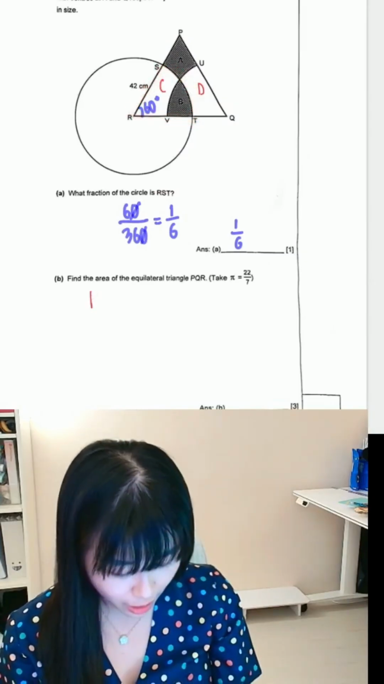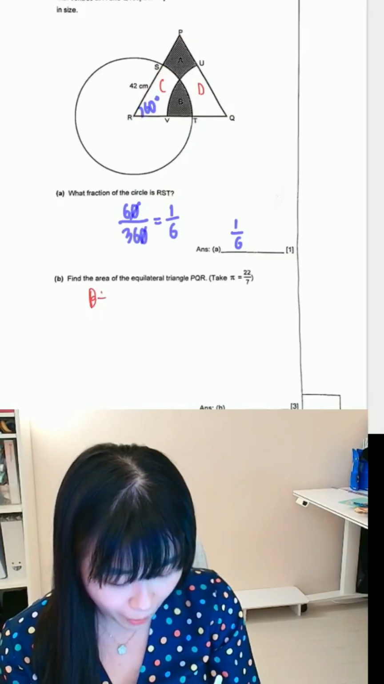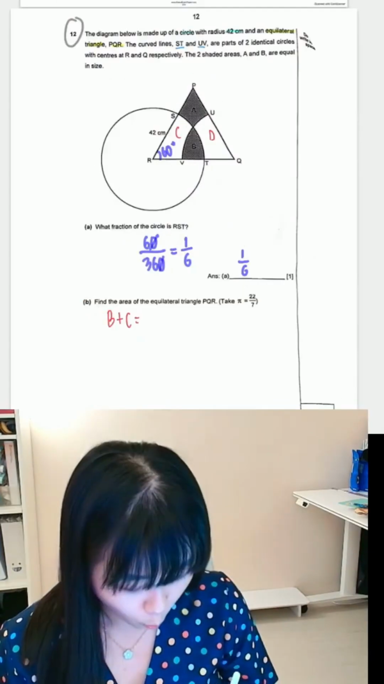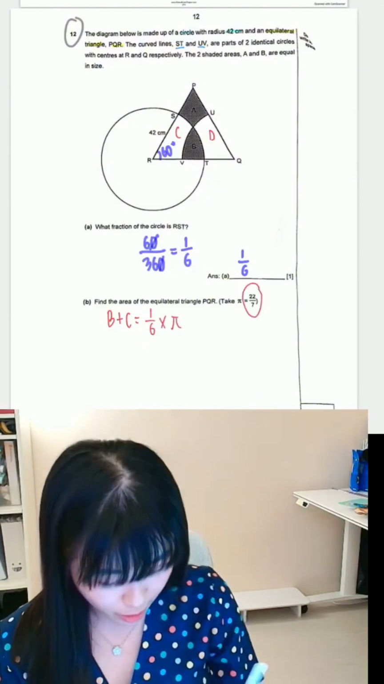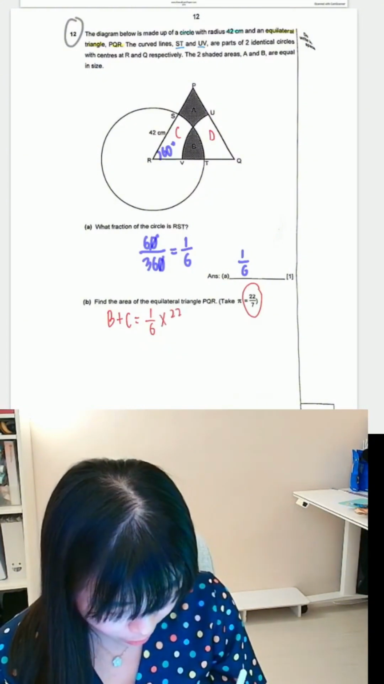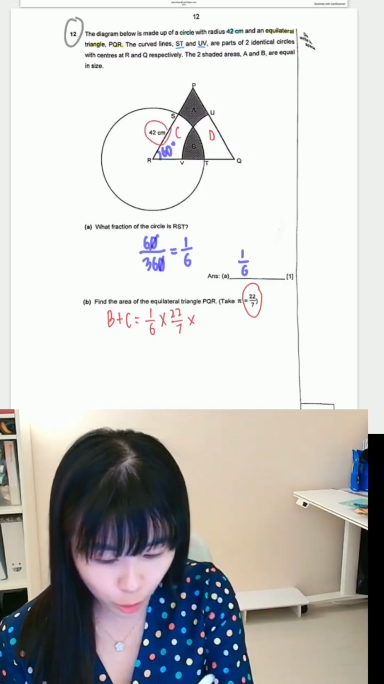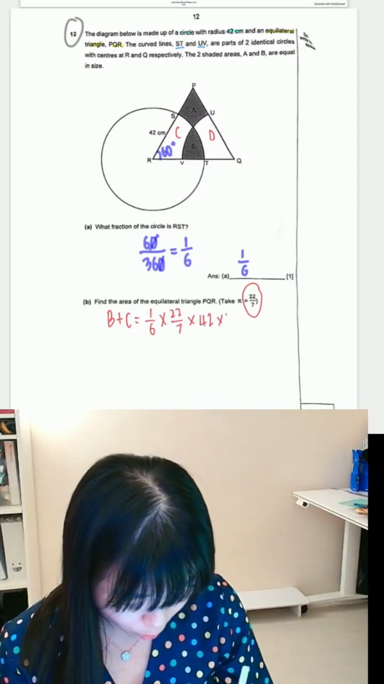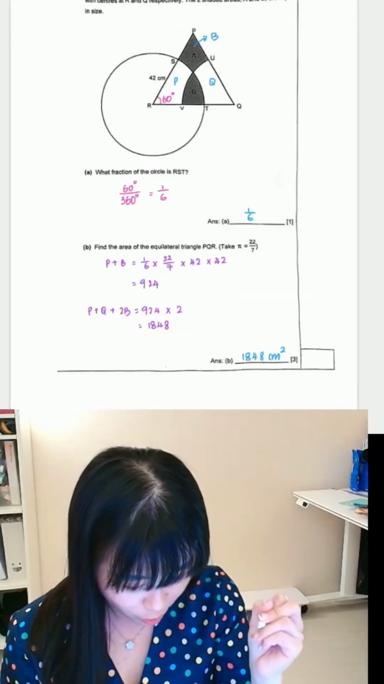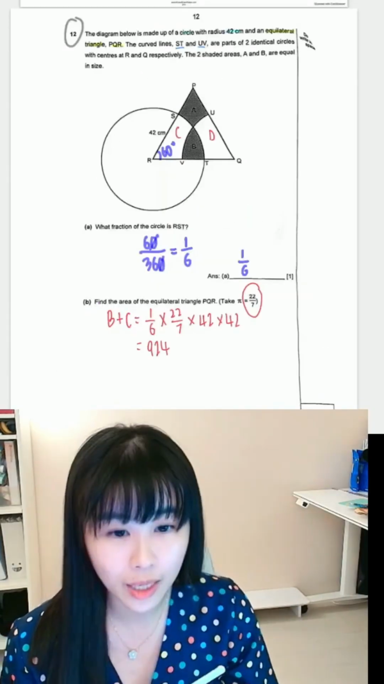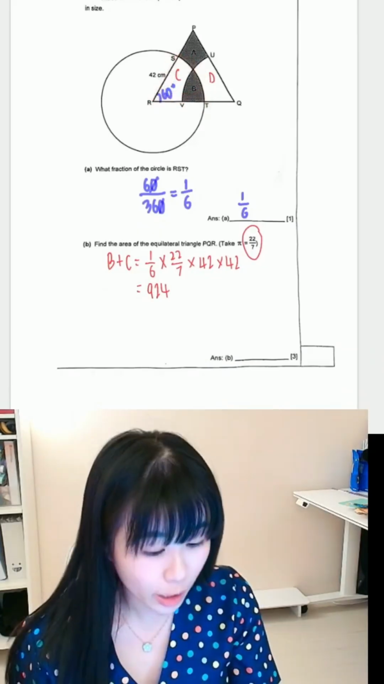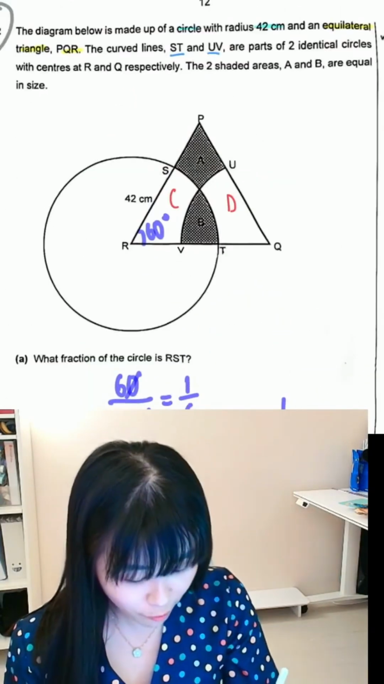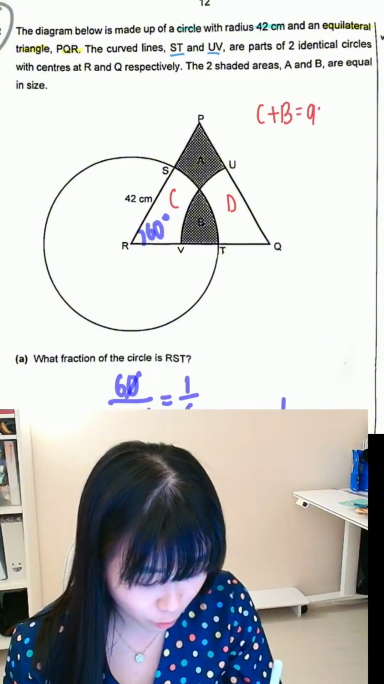How do I find the area of B and C, which is 1/6 of that circle? 1 over 6 multiplied by pi, which is 22 over 7. They already state that for you, right? What's the formula? To find area is pi times radius times radius. So if the radius is 42, you times 42 times 42, you will find these two areas are going to be 924. So you know this one is 924. After that, you can also find out what other thing. You already found out C plus B is 924.